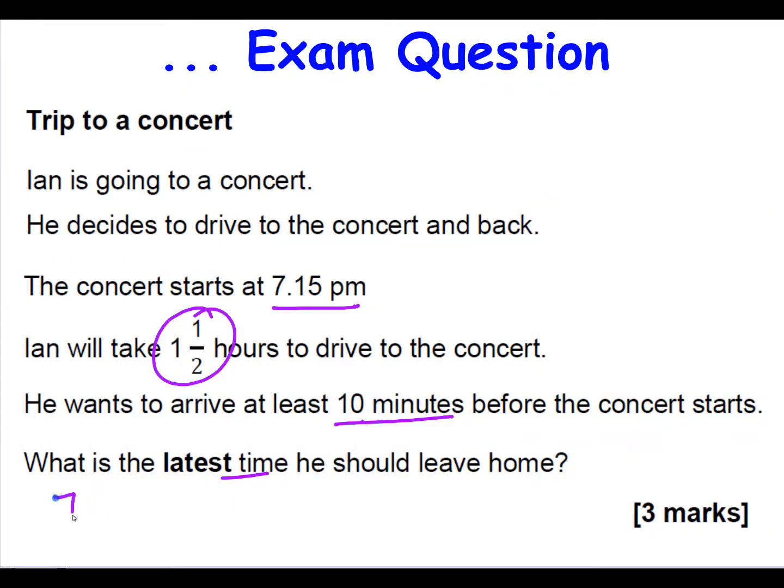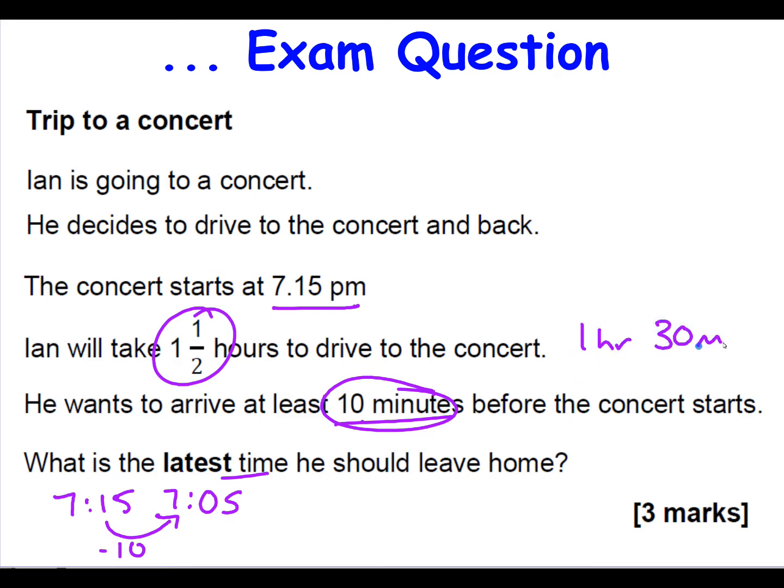So the concert starts at 7:15 in the evening. Now, we need to be there 10 minutes beforehand. So let's take that 10 minutes off to make sure that he arrives at 7:05 at the latest. Now, we've got 1 hour and 30 minutes we need to take off this time because of his journey. So let's break that down into hours and minutes. We know that 1 hour 30 is 1 hour and 30 minutes. So let's take the hour off. That's an easy thing to do. So 6:05 in the evening.